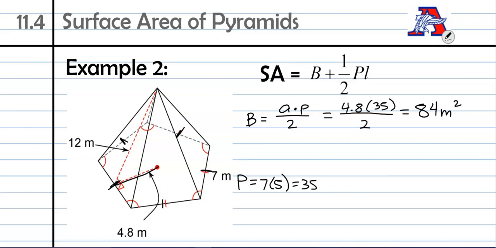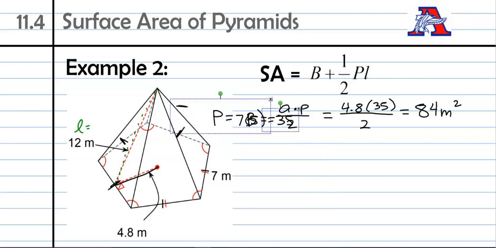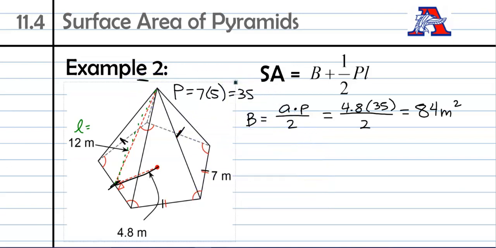Okay, then I think we have everything else we need. We have that slant height. That's this guy right here. And we have our perimeter, so I think we're good to go. I'm going to slide this kind of out of the way up here. And then I'm going to go ahead and do surface area equals that base area, which was 84, plus 1/2 times our perimeter, we have it, it's 35, times slant height, which is 12.